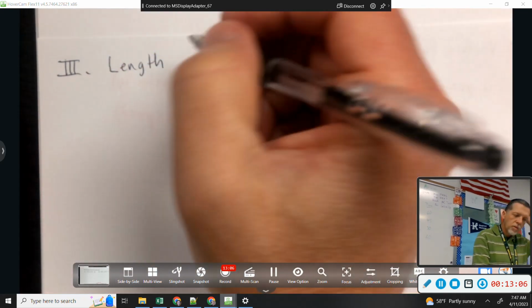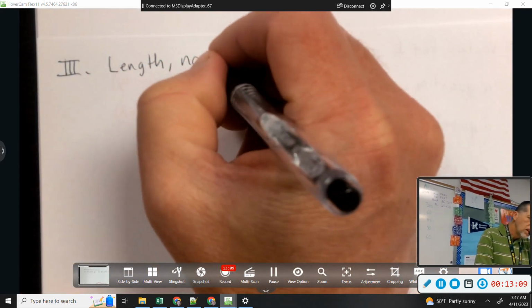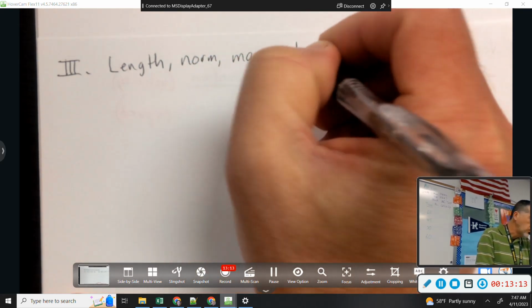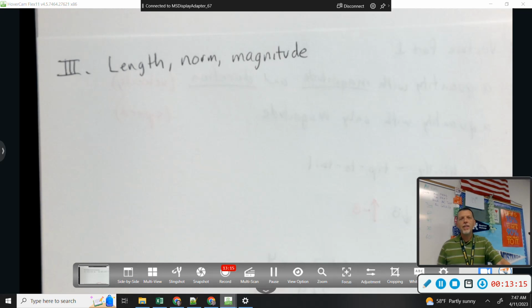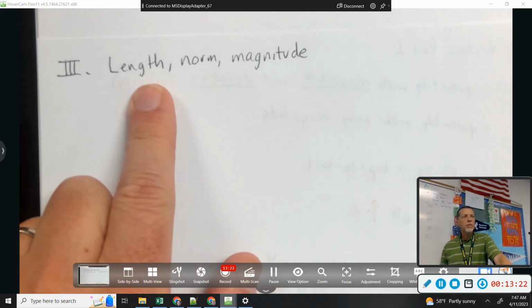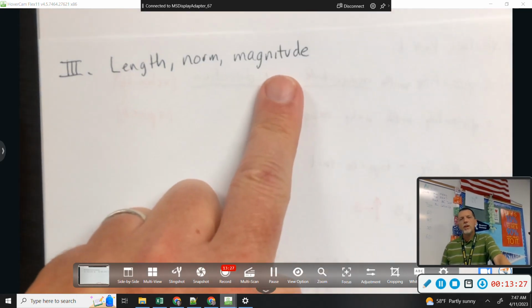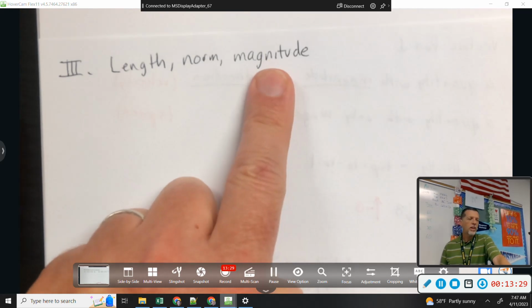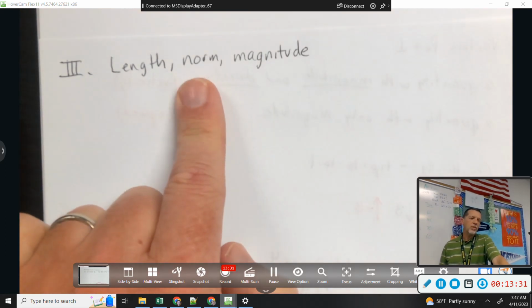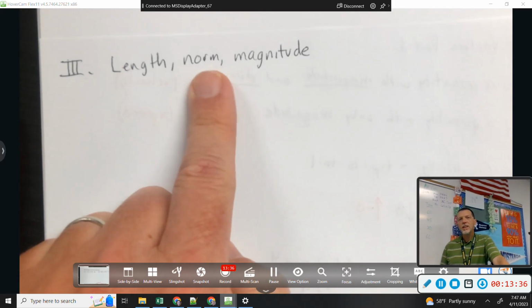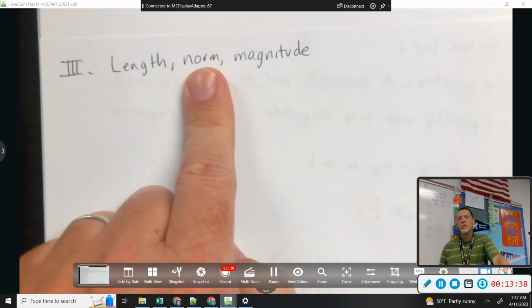All right, last Roman numeral: length, norm, magnitude. The good news is those are all the same thing, just different ways to ask for it. Length probably makes the most sense. Magnitude makes sense as well if you think magnitude and direction. So magnitude is how long the vector is, and norm is the fancy word in vector land for how long it is. Why couldn't they just call it length? Well, there's a long story, but it basically means length.